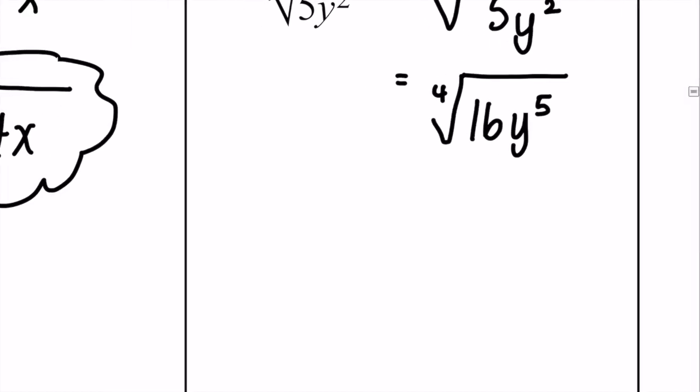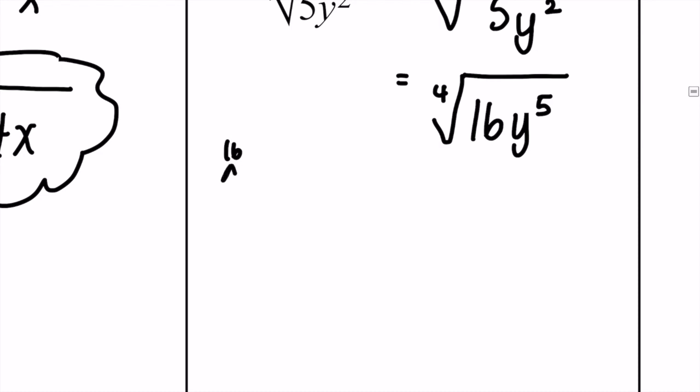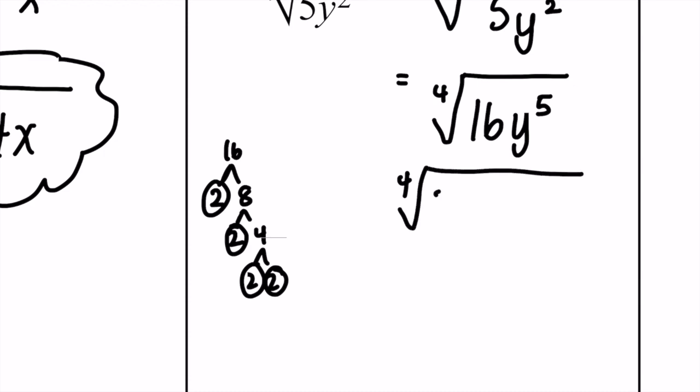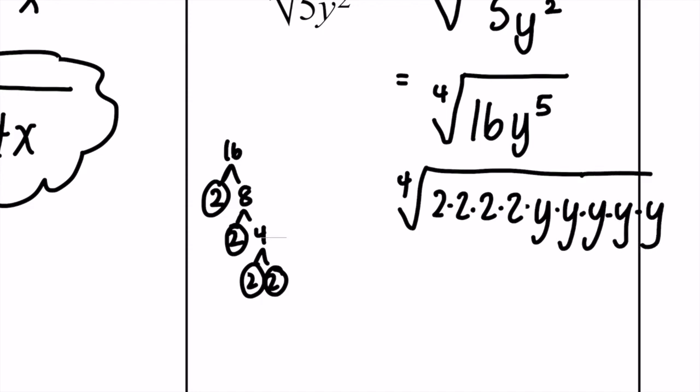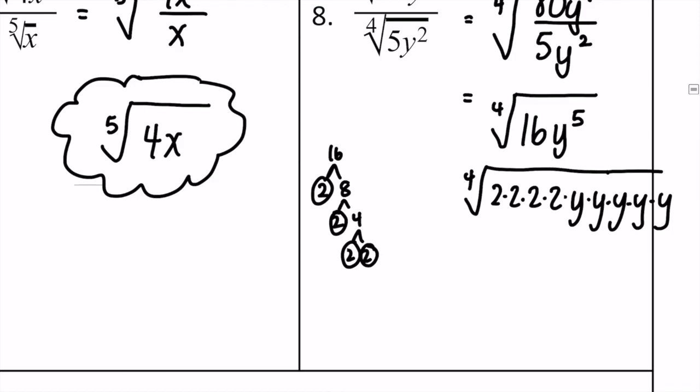So if I, on the side, break down 16, I have 2 times 8, 2 times 4, 2 times 2. I have 1, 2, 3, 4 2's being multiplied together. So I can rewrite this as the 4th root of 2 times 2 times 2 times 2. And I have 5 y's. 1, 2, 3, 4, 5. And then I know I have, oh wait, I can't take out any 2. Oh wait, I can. Sorry, I was thinking it was a group of 5. Okay, so I have 4 2s I can take out and 4 y's I can take out.